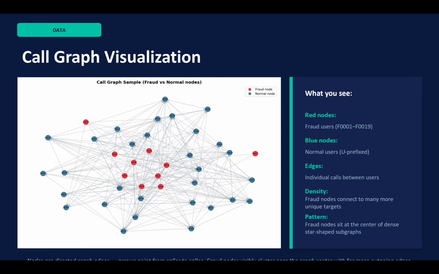So now we're looking at the call graph visualization. Here is the actual graph we built from the data.